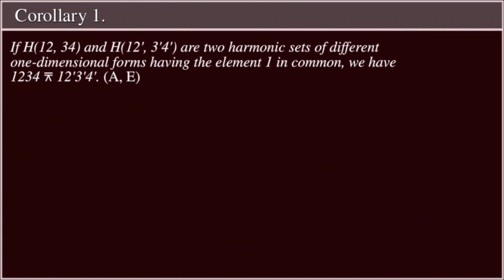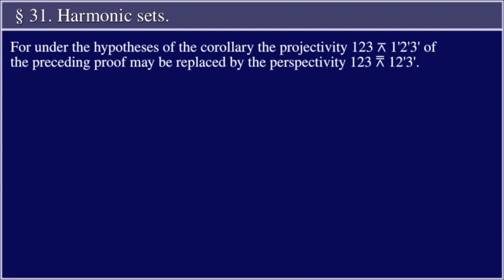Corollary 1. If H(1,2,3,4) and H(1,2',3',4') are two harmonic sets of different one-dimensional forms having the element 1 in common, then (1,2,3,4) is a perspectivity with (1,2',3',4'). Assumptions A and E. For under the hypothesis of the corollary, the projectivity (1,2,3) projective with (1',2',3') of the preceding proof may be replaced by the perspectivity (1,2,3) perspective with (1,2',3').